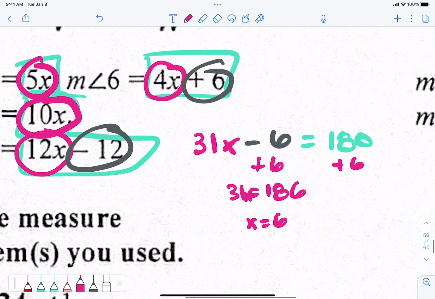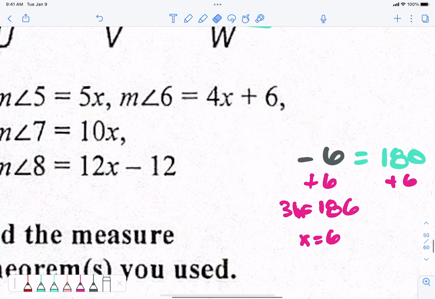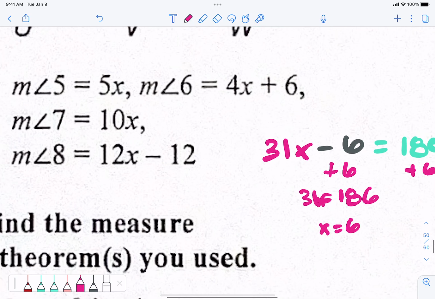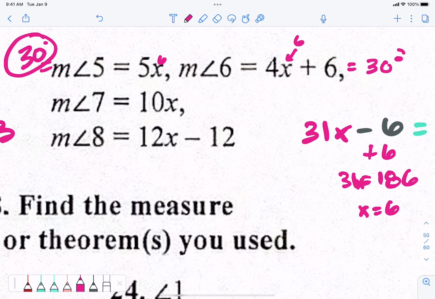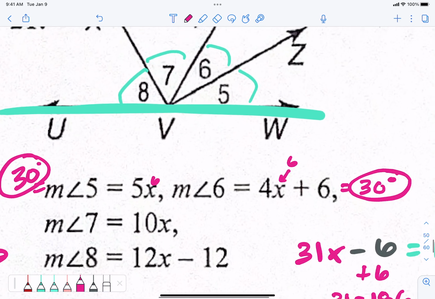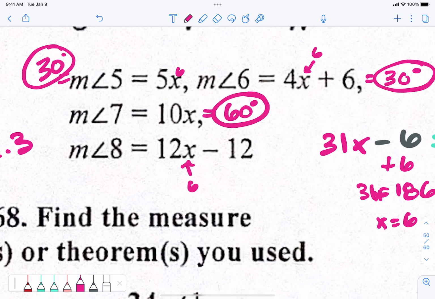Plug back in. Some of these are easy to plug back into. Angle 5 is going to be 30 degrees. That's one of my answers. If I plug 6 in here, that's 24 plus 6, so 30 again. Hey, those two are the same. We said that they kind of looked like maybe they were the same. Angle 7 is 60 degrees if we plug a 6 in. And this one, if we plug 6 in, do you know what 12 times 6 is?